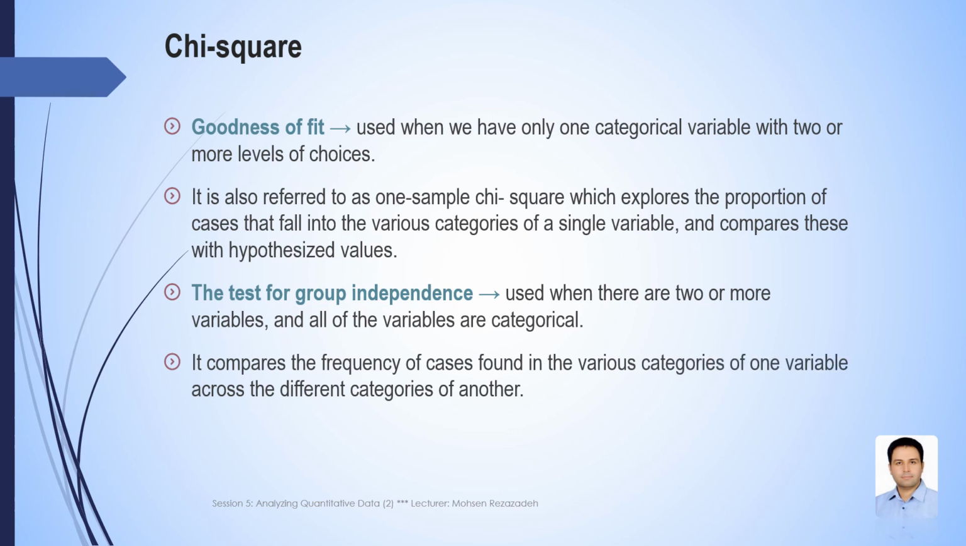Here, a test for group independence compares the frequency of cases, the frequency of people found in the various categories of one variable across the different categories of another. For example, here we can find the frequency of smokers and non-smokers in accordance with being male or female. That is, we can see if there is any relationship between gender and smoking.